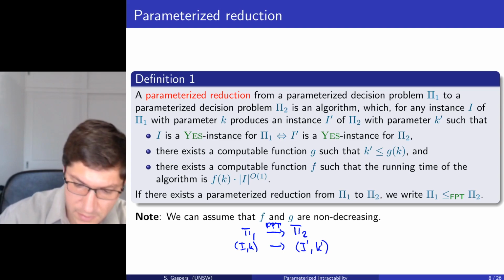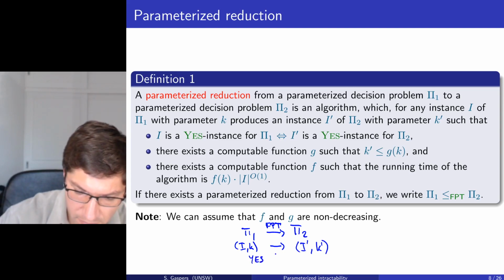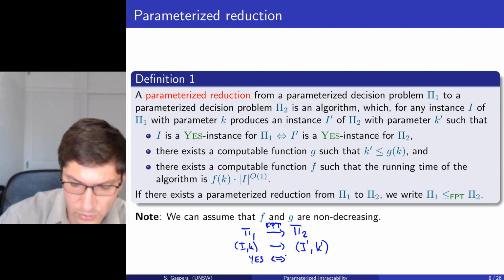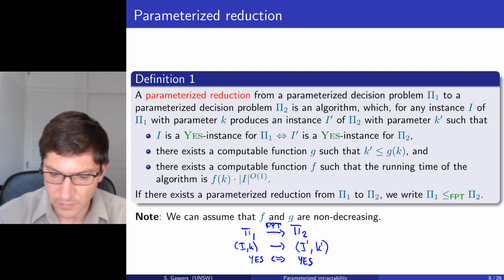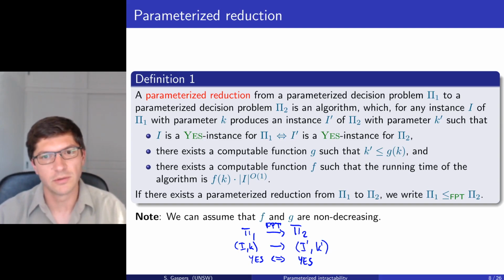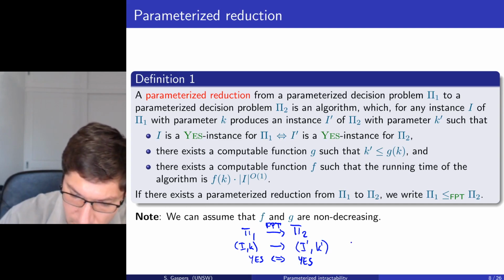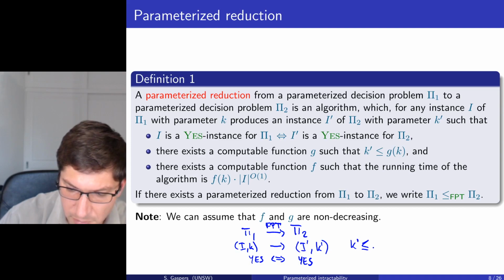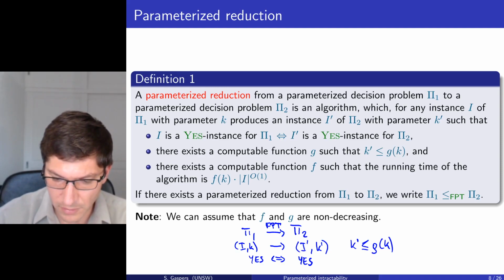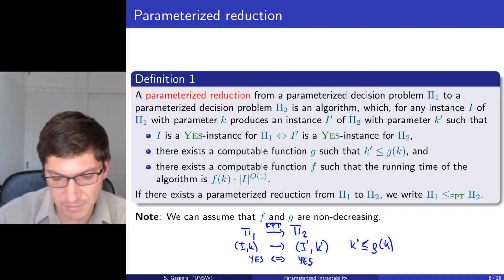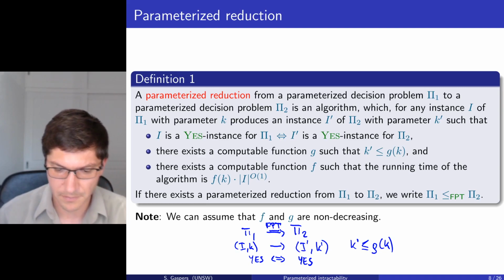That is equivalent. So on the left-hand side we have a yes instance if and only if on the right-hand side we have a yes instance. The parameter shouldn't increase too much, so k prime should be upper bounded by some function of k. And we also have that the transformation takes FPT time. We have that one already.